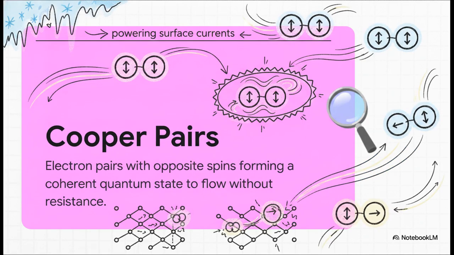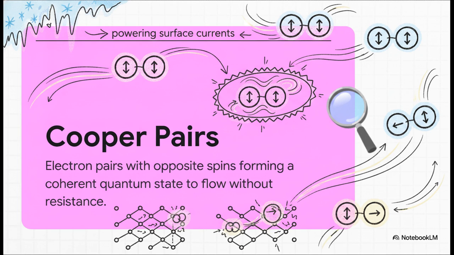And you might be wondering, what on earth is powering these perfect frictionless surface currents? Well, enter Cooper pairs. In a normal metal, electrons are always bumping into things, lattice vibrations, impurities, you name it, and that creates electrical resistance. But in the superconducting state, electrons actually team up into Cooper pairs.